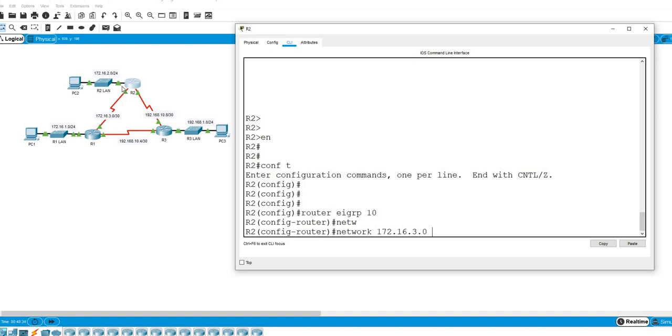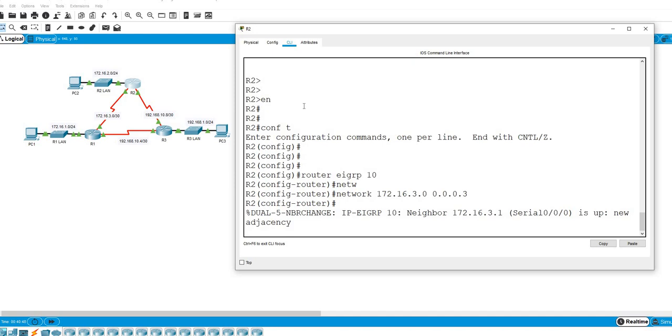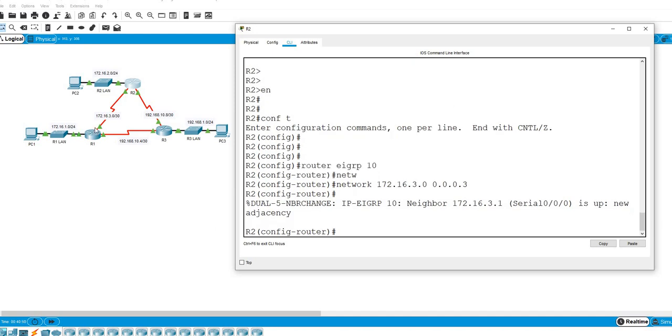Network 172.16.3.0. This is your first serial 0/0 network. It is using /30 as the mask value, so the wildcard mask will be 0.0.0.3. And you can see straight away, because it's already configured on the other side, it is finding the neighbor 13.1 and a new adjacency is created. So after the exchange of hellos, they create an adjacency.